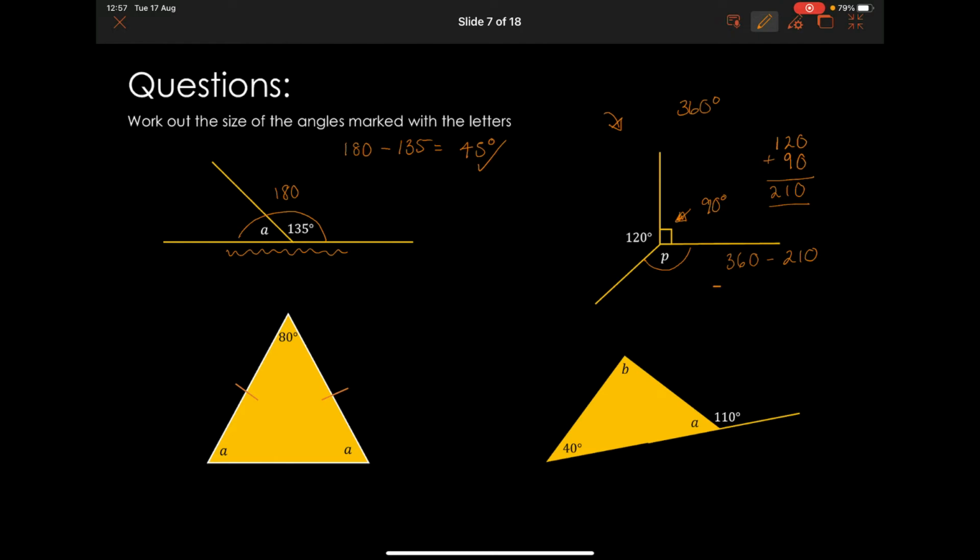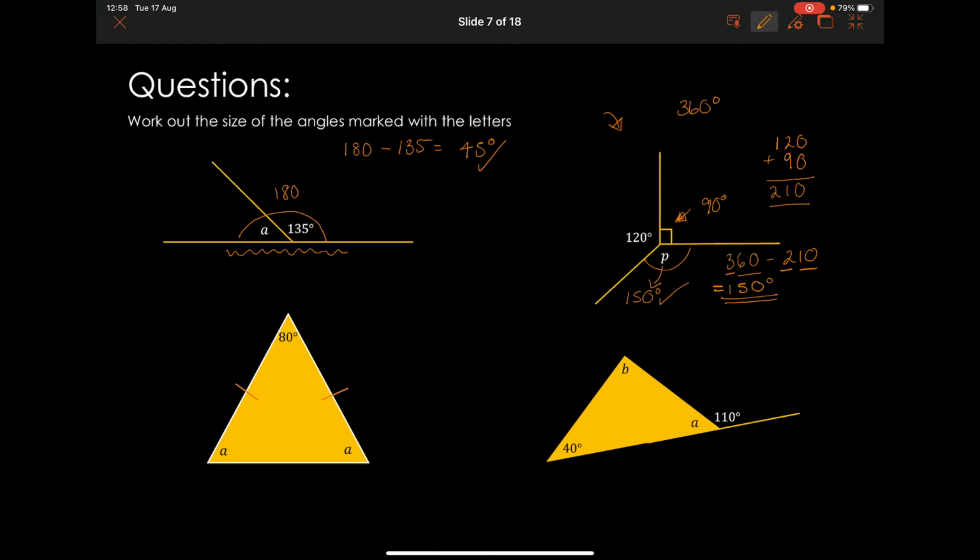So, I mean, it's not too difficult to work this one out. If I take away 200, it leaves me with 160. And if I take away the 10, it leaves me with 150. So that one should be 150 degrees. All right.